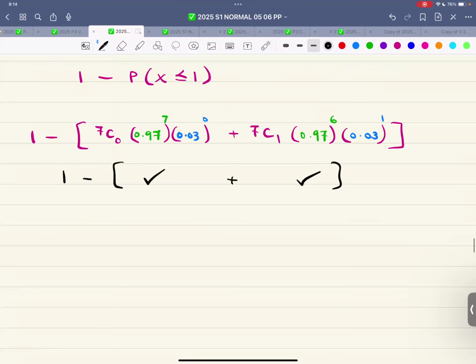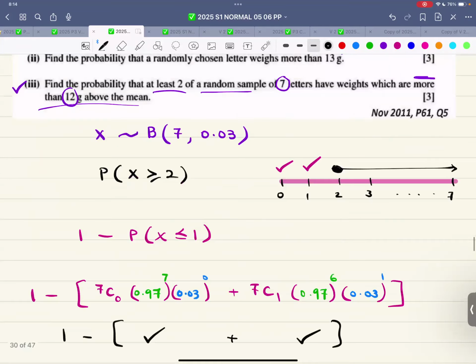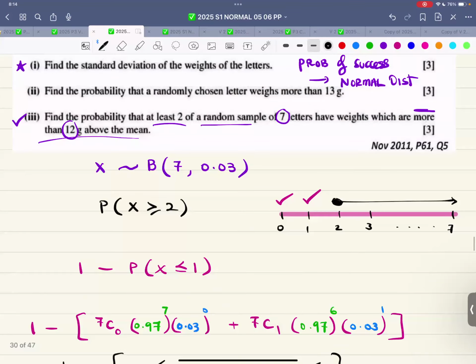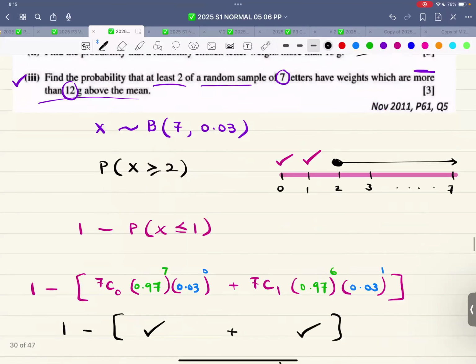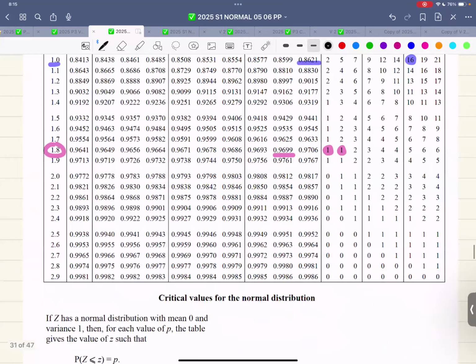So this is 0.0171, correct to 3 significant figures. That is the answer right over here. So the last part was binomial. The probability of success was given from the information of normal distribution. So now this thing is done and dusted.